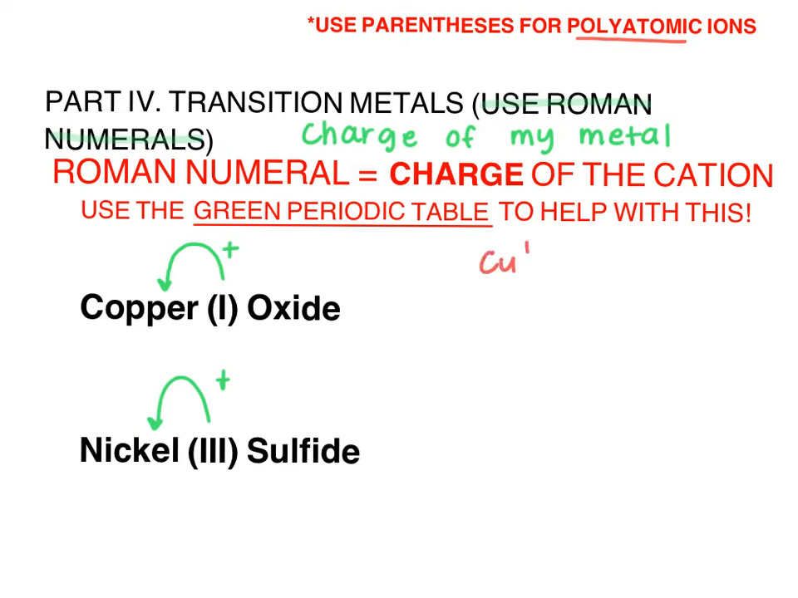Copper is always going to be a positive because it's a metal. So I just need to look at my Roman numeral for the charge. In this case, it's 1. Now I need to try and find the charge of my oxide, which is a -2. Now that I have my charges, it's just like before. I draw my skeleton.